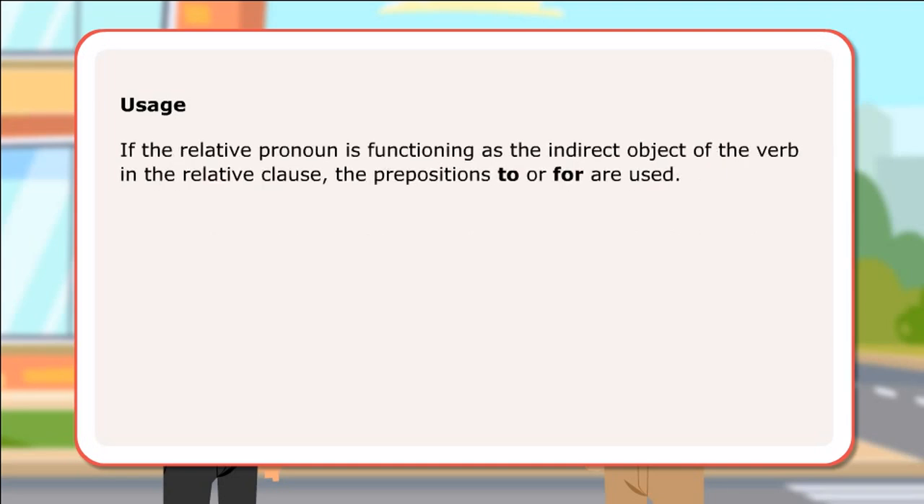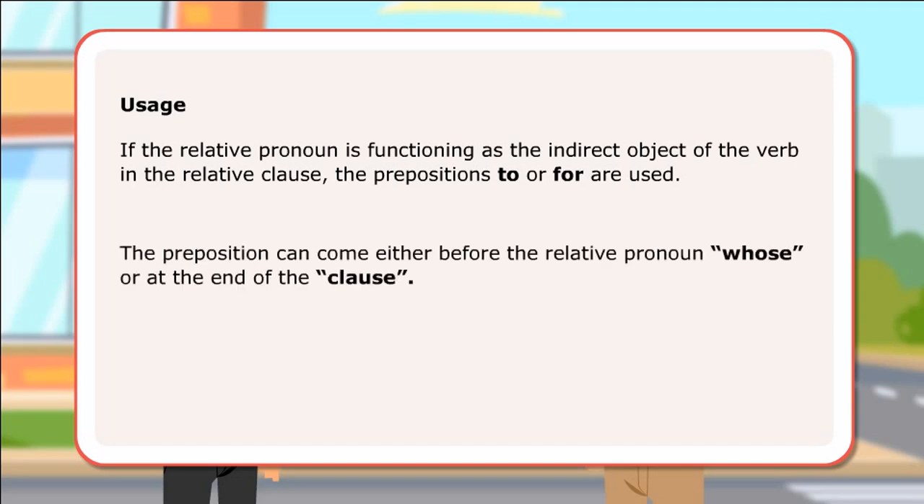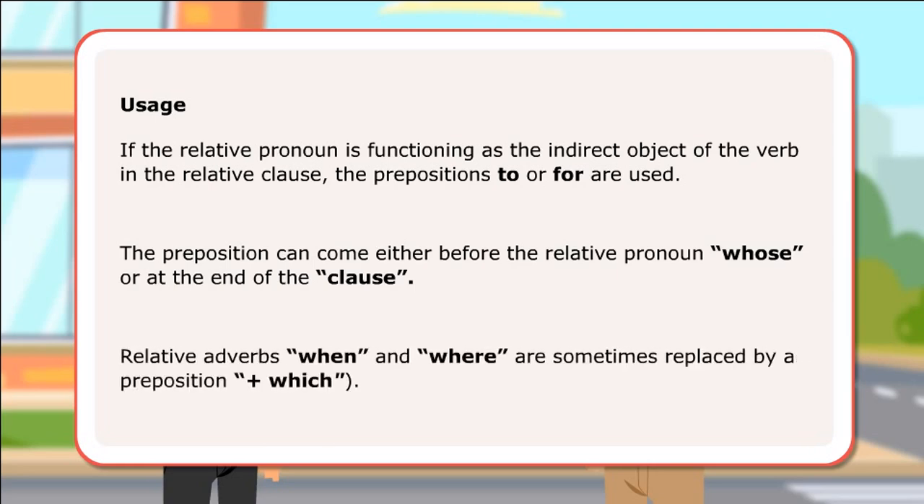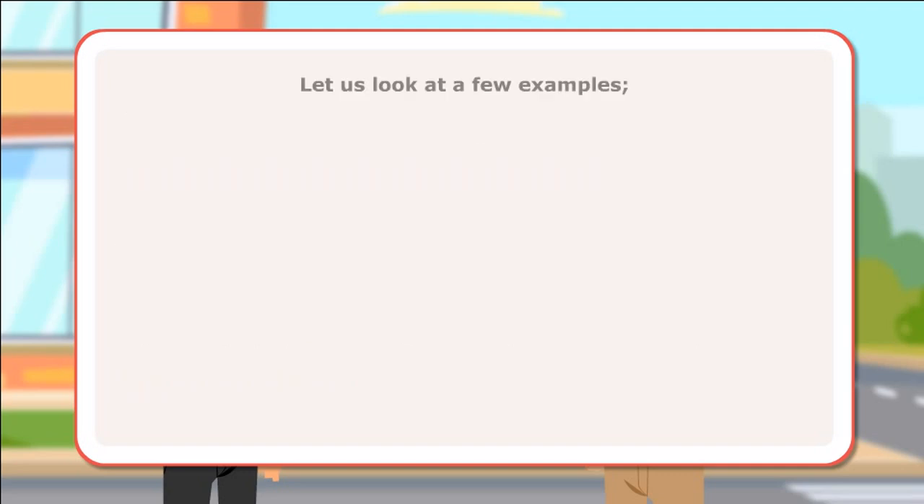If the relative pronoun is functioning as the indirect object of the verb in the relative clause, the prepositions to and for are used. The preposition can come either before the relative pronoun whose or at the end of the clause. Relative adverbs when and where are sometimes replaced by a preposition plus which. Let us look at a few examples.